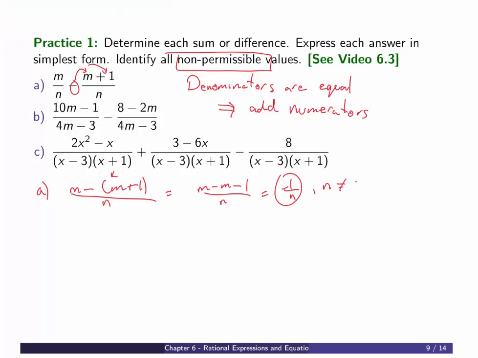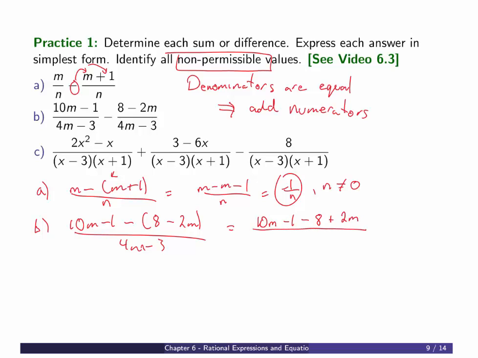Clearly, n cannot be 0. For b, we have 10m minus 1 minus 8 minus 2m, all over 4m minus 3. I've got to try to write neatly here. And we have 10m minus 1 minus 8 plus 2 over 4m minus 3. See, that was neat. That's how I should write all the time.